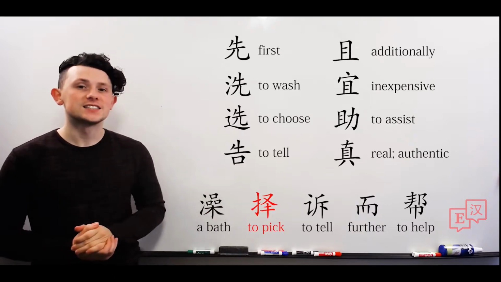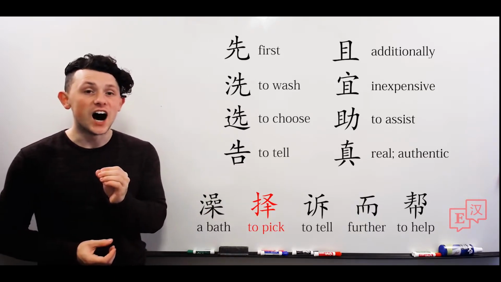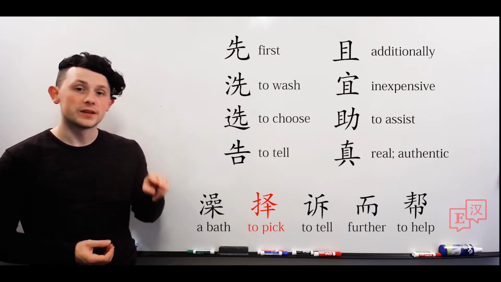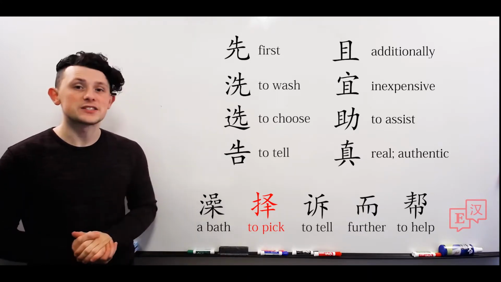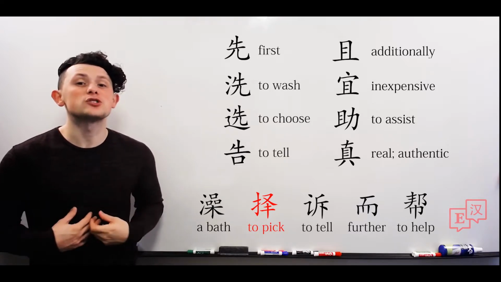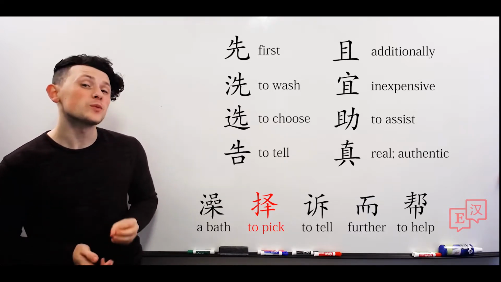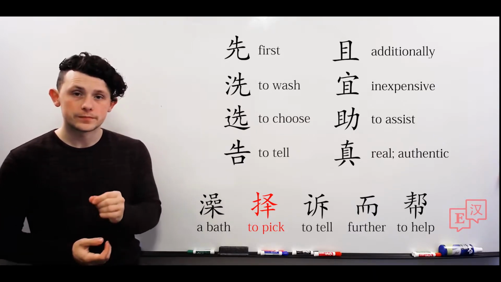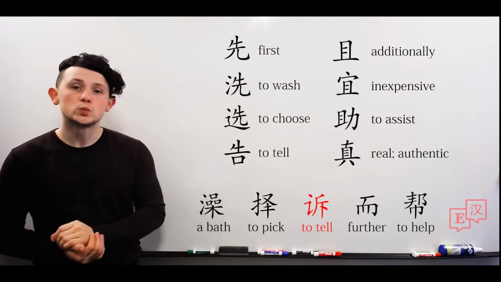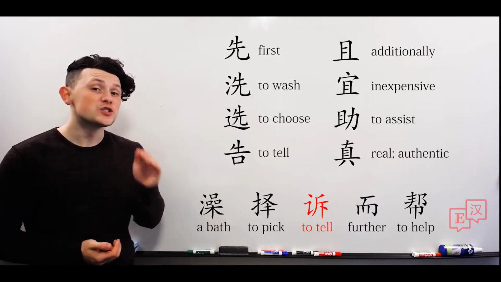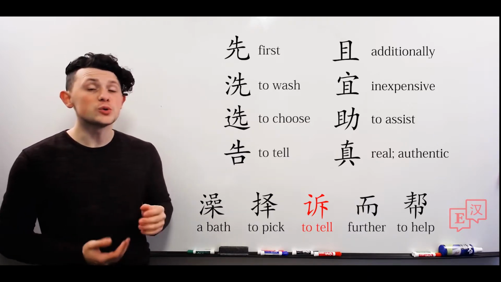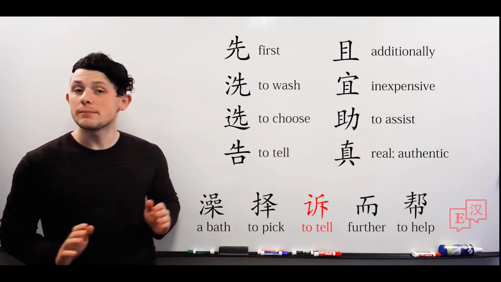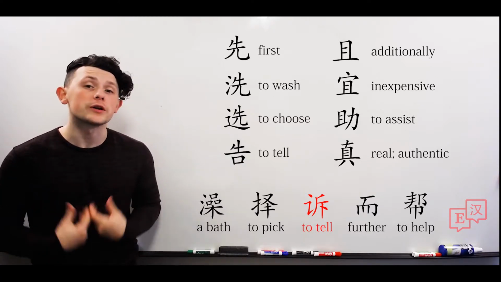Zé. We have our hand. And then this little piece below. This character means to select or choose, and it is paired with xuan. Sù. Su is paired with gao, and it means to inform or to tell. Same meaning, those two put together make the word to tell.